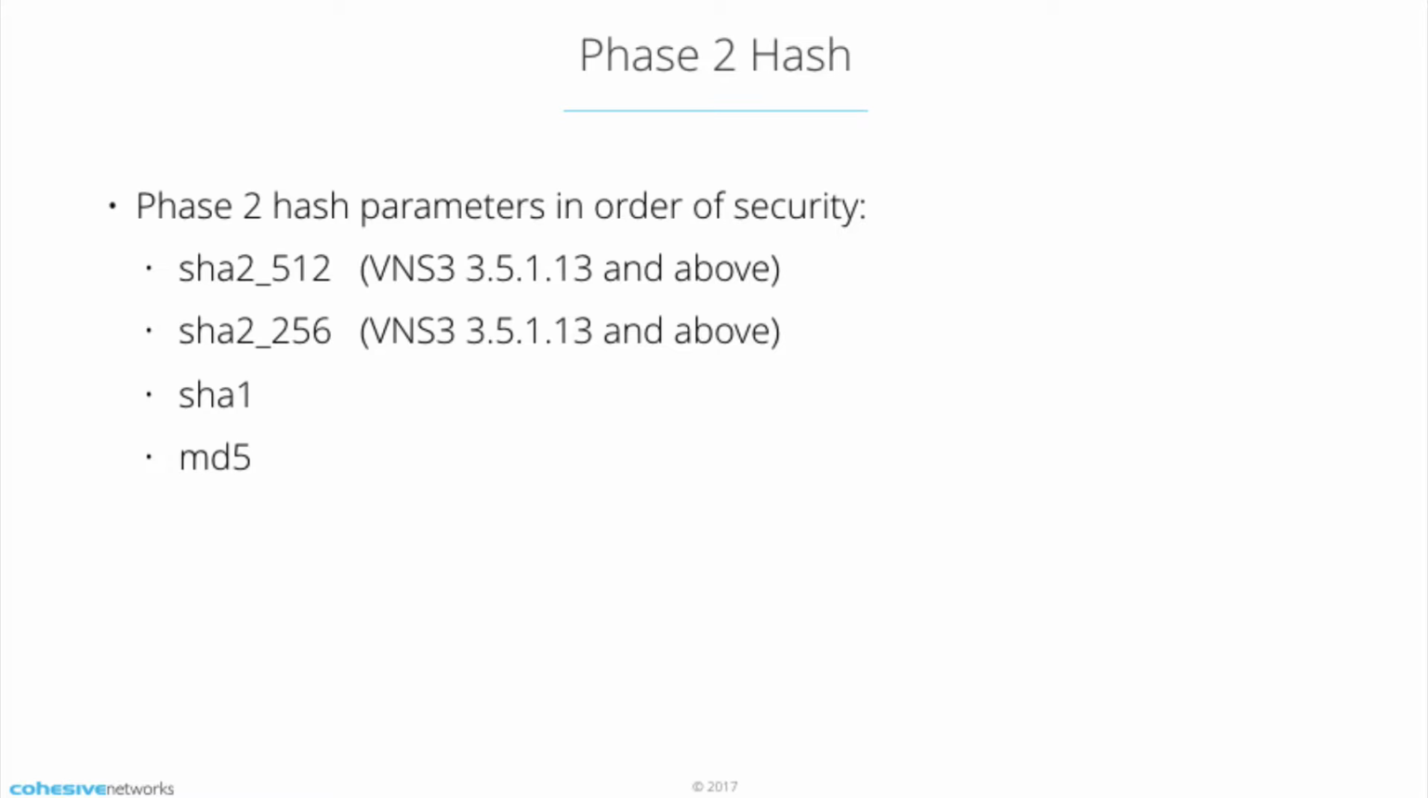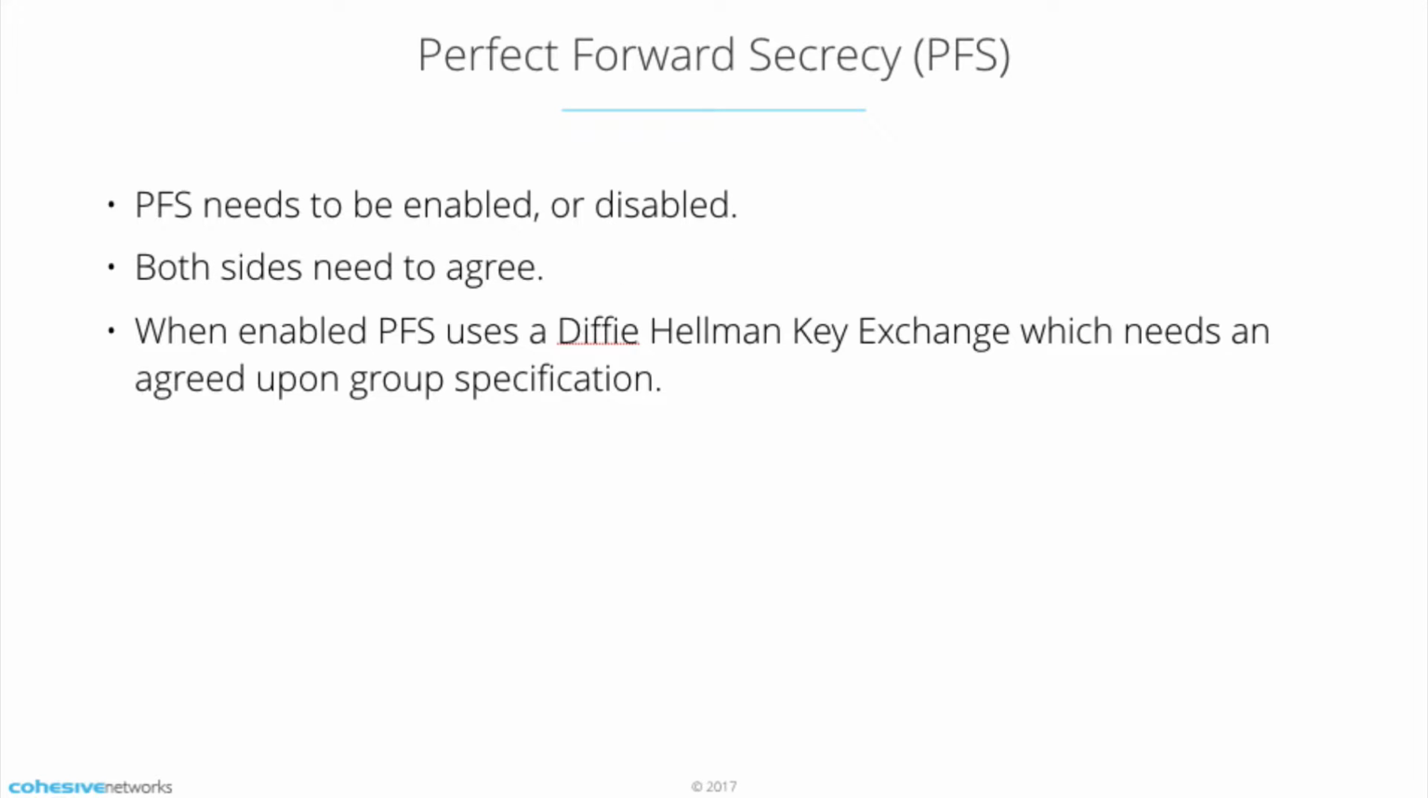The hashes are the same, in order of security. The most commonly used is SHA-1. It's generally end-of-life equipment that uses MD5, and you'll start to have people asking you for SHA-2, which is becoming more popular. Perfect forward secrecy is an on or off thing.